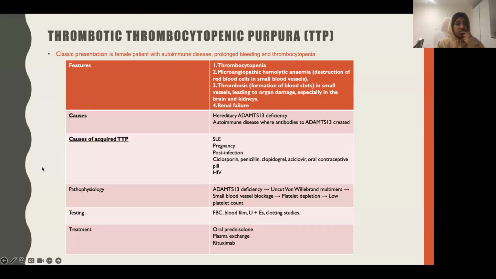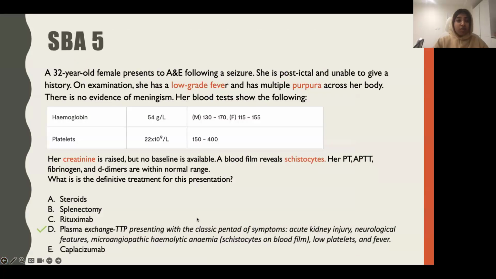Yeah, someone asked, why is this not DIC? Could this be an infection causing DIC because of the fever? That's a great question. In real life, it could be. But in exam world, if it's a classic pentad of symptoms, right? It's most likely not to be DIC. In DIC, I don't think you'll see the renal problem. I don't think you'll see an AKI. I think that's what the difference is.